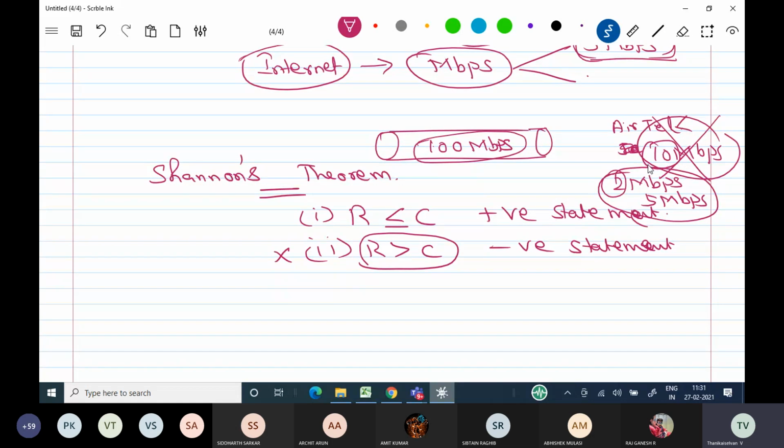So the maximum data rate is called channel capacity. But the actual data rate, this R, is called information rate. It is the actual capacity, the data rate the user is enjoying. That is called R, where R is called information rate. This information rate must be less than or equal to C. Then only, you have to fix this.